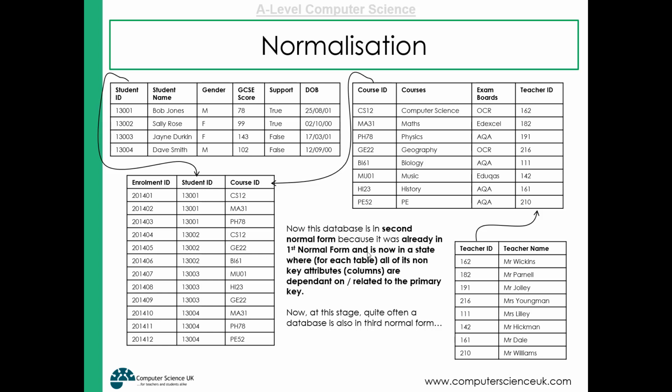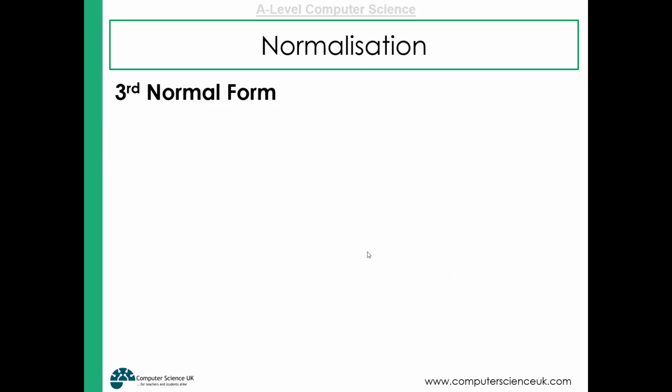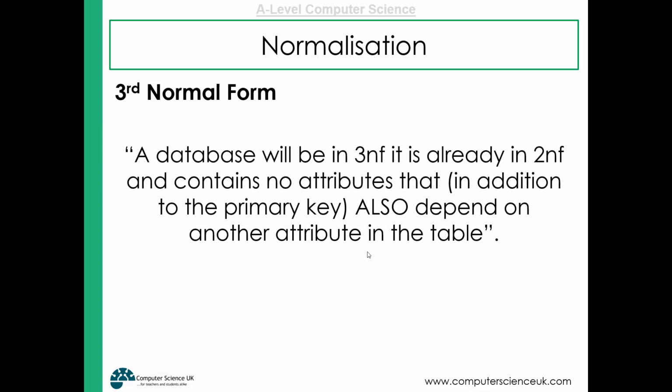Well, obviously in real life it's important, but in an exam you might get to this point and you just need to do a double check to see if it's also in third normal form. So what is third normal form? Third normal form is where a database is already in second normal form and contains no attributes that, in addition to the primary key, also depend on another attribute in the table.